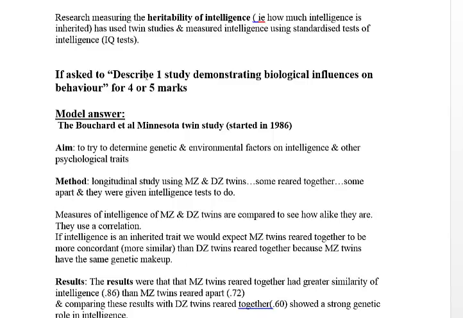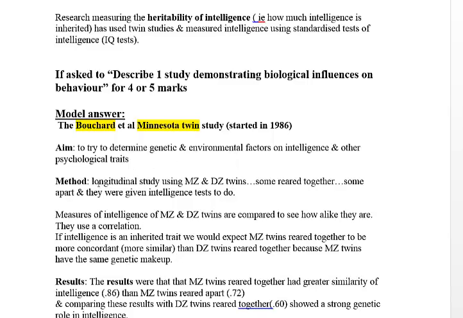However, they can still ask you, describe one study. So what do we know? This is the Bouchard study, or you could say the Minnesota twin study. And as we've said already, it's a twin study. And what they're looking for is how much of a characteristic like intelligence, and certainly other psychological traits as well, how much of that is determined genetically, so biologically, and environmentally through nurture. So nature versus nurture.